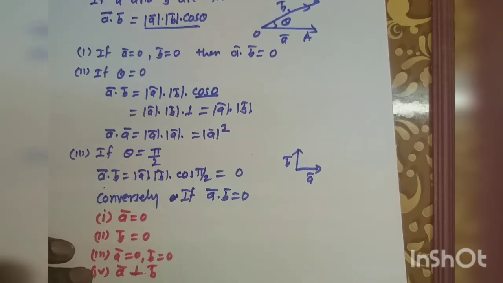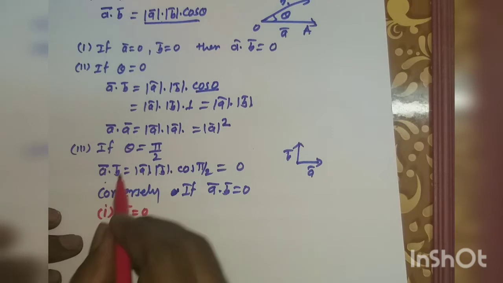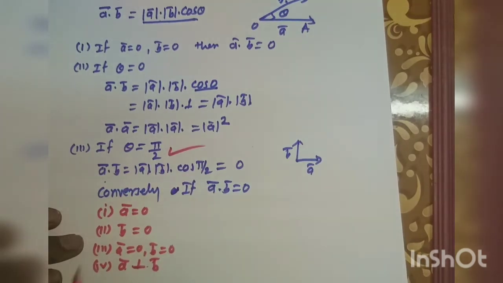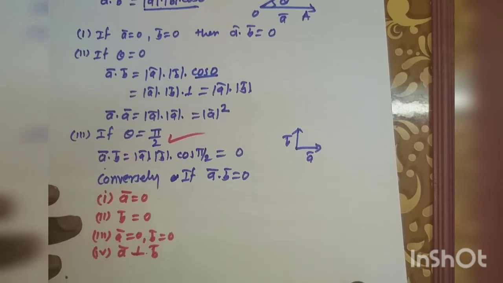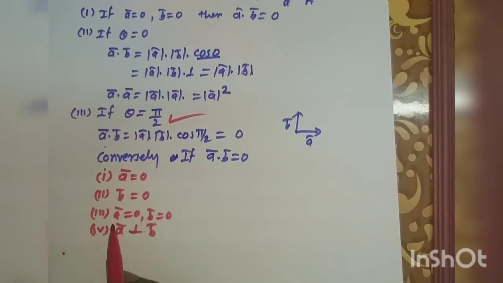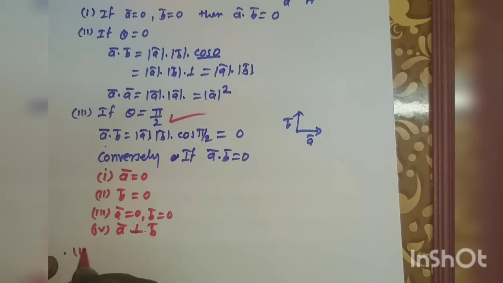vectors are perpendicular. But if two vectors are perpendicular, that is theta is 90, then its dot product is 0. Now we take the fourth rule.